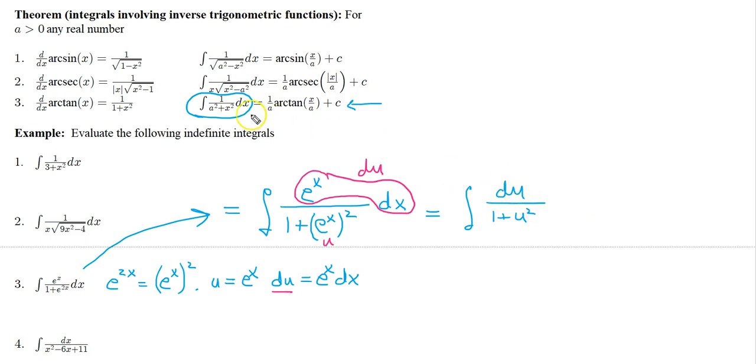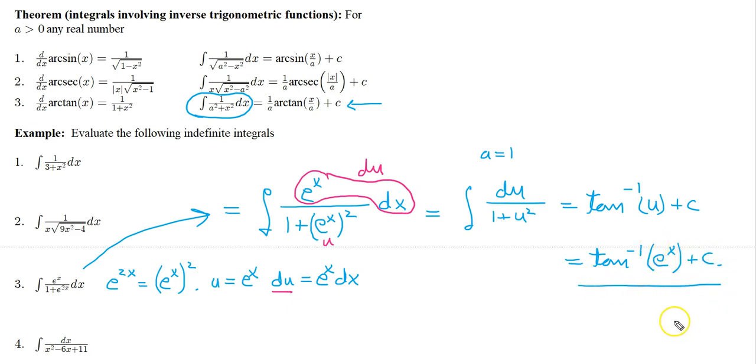and now this looks exactly like our arctangent formula with the a equaling 1. So notice that our a is 1 here. And this is just, and replacing the u. And there you go, we have our answer. Let's take a look at a few more.